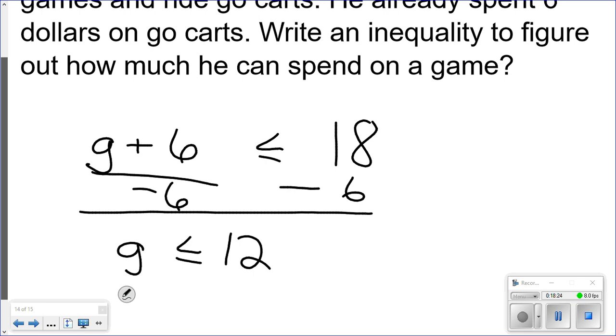All right, so I'm going to do another one for you. Are you ready? This time I want you to write the inequality, because this is what you're going to have to do for homework today. You're going to have to write the inequality, solve it, and then interpret it, which means you have to tell what it means. If I interpret this, it means he can spend $12 or less on the games. He can spend $11.99 if he wants. He can spend $12 if he wants, but he can't spend $12 and 1 cent because he doesn't have that in his pocket. So basically, I want you to explain what this is.